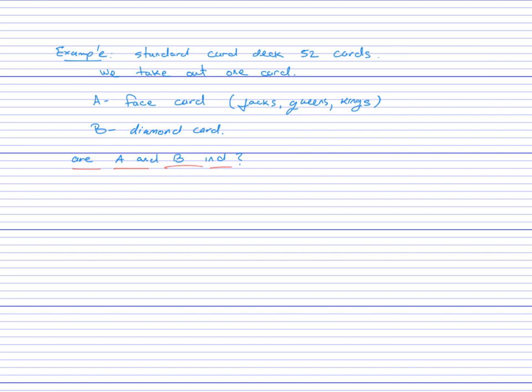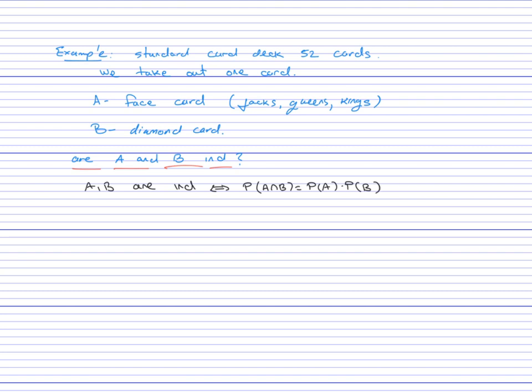So in order to answer this question, we're going to use one of the definitions that we saw. Let's use the third definition. Let me remind you, the third definition says that A and B are independent if and only if, by the way, we can write "if and only if" using this symbol, the probability of A and B equals the product of the probability of A times the probability of B.